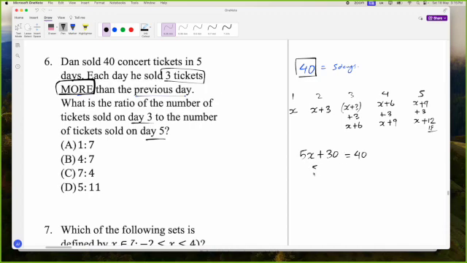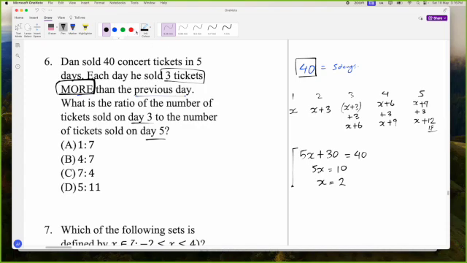So we could see here that 5X is going to be equal to 40 minus 30, which is 10, and X is going to be equal to 10 divided by 5, which is 2. Anybody have any problems with this little piece here? So we could see that X is equal to 2.